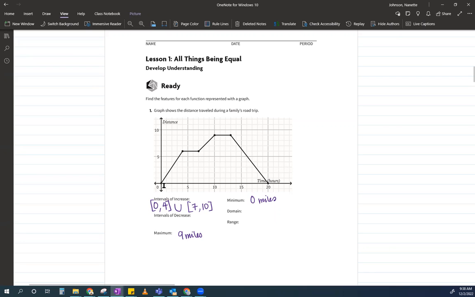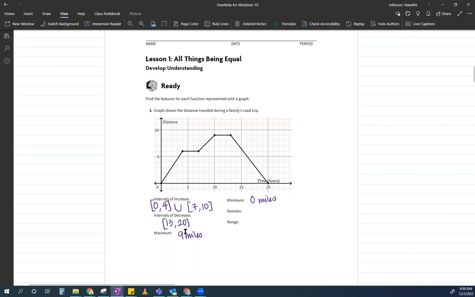So decreasing is when we're going down the roller coaster from left to right. So no, we're going up, we're going across, up, across, oh, down. So we started going down at 13 and we stopped at 20. So we write 13 to 20. Now we only have one interval of decrease, so we don't need that U at all. We just write our 13 to 20 here.